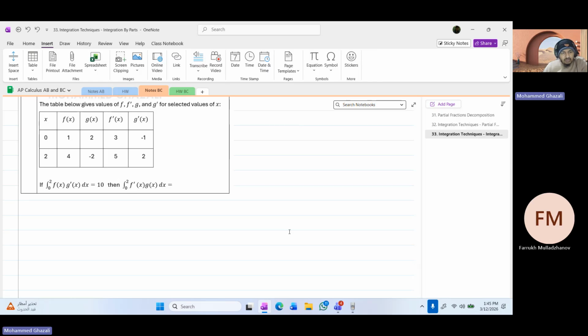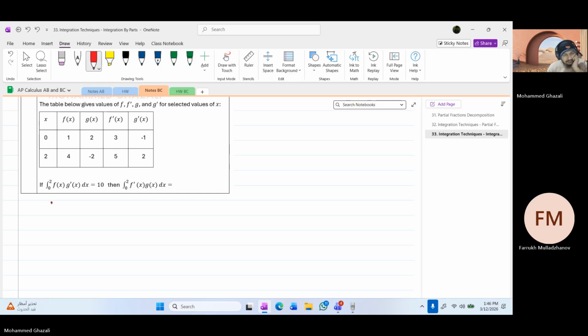If the integral from 0 to 2 of f of x, g prime x dx is equal to 10, then what is the integral from 0 to 2 of f prime x g of x dx? Now, this is not making sense, so we're going to rewrite it. The integral from 0 to 2 of f times g prime dx. So think of this as u dv.